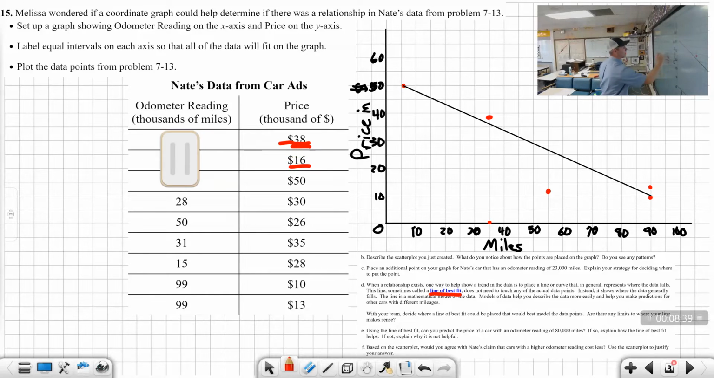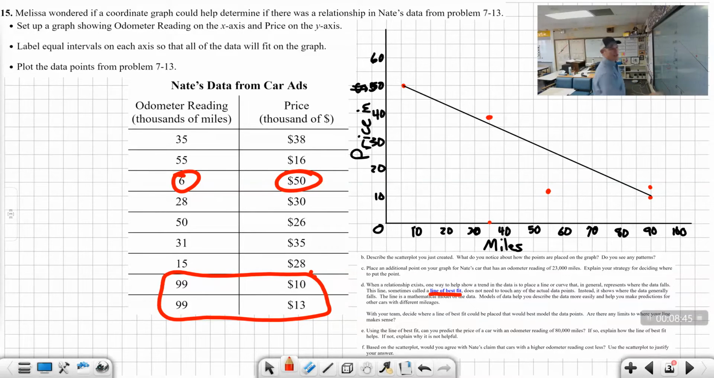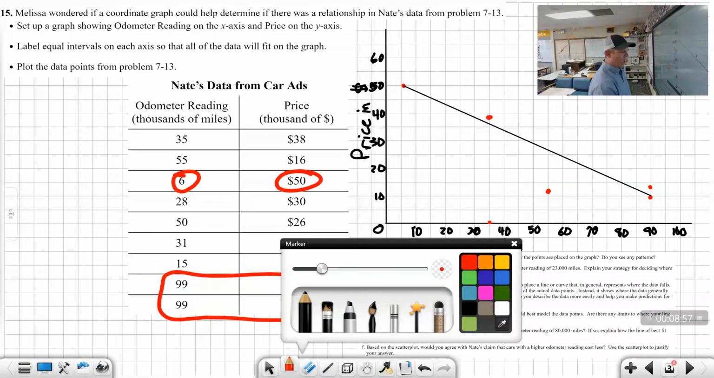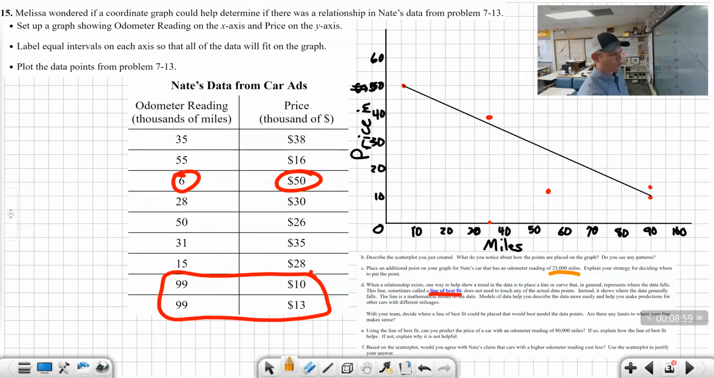Notice I connected the dots 6 and 50, and then I took both of these and I kind of put it out there in the middle, okay? And I just created a general line. I don't know that this is the best line, but it's a line. And this is going to help me with letter C. If I'm looking at the point with 23,000 miles, how much would it cost?